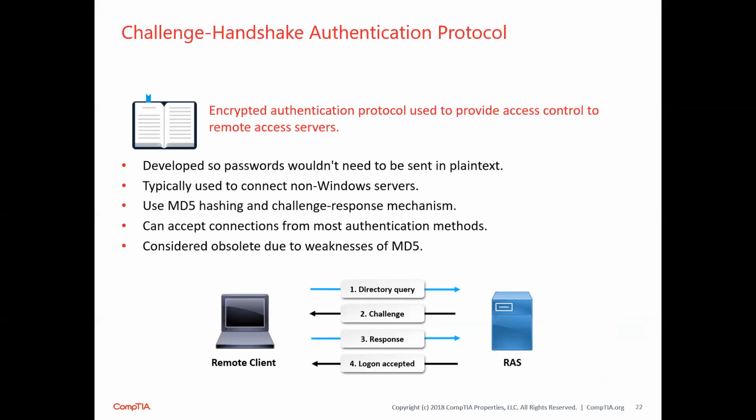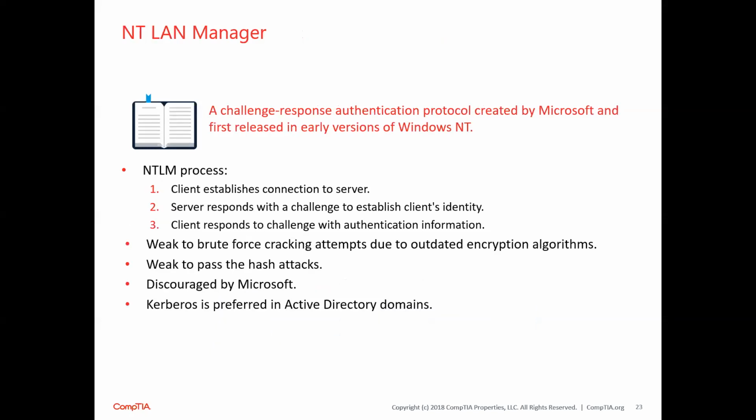And then we also have Challenge-Handshake Authentication Protocol, known as CHAP, an encrypted authentication protocol used to provide access control to remote access. It can also be used on a router or non-Windows host or server, and uses MD5 hashing and a challenge-response mechanism. The weakness of CHAP is the MD5. Very weak. It's considered to be obsolete.